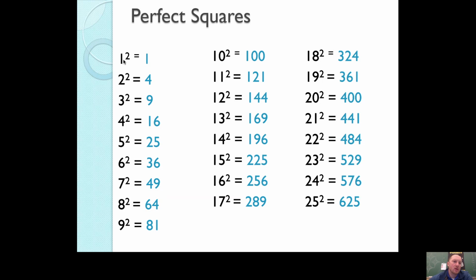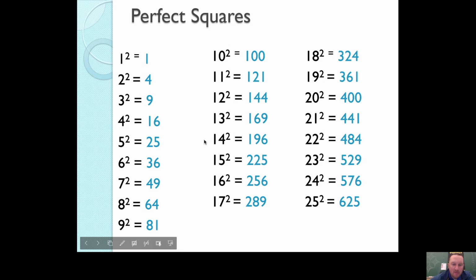Well, if you take your natural numbers and you square them, or multiply them with themselves, that gives you a perfect square. So 1 squared is 1 times 1, that gives you 1. 2 squared is 2 times 2, that gives you 4, so on and so forth. 3 squared is 9, 4 squared is 16. You get the idea. The perfect squares are the numbers that are blue on this screen.